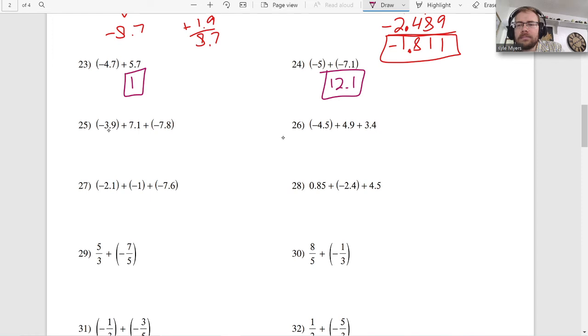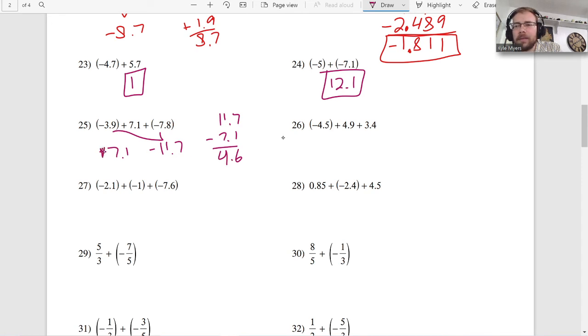I'm going to, let's see. Yeah, we'll go ahead and add these two right here first. So 3 and 7 is 10, and then I would have to carry, so 11.7 and 7.1. I'm going to have to subtract those, so 11.7 and 7.1, 6, and then 7 from 11 is 4. I had to switch the signs.